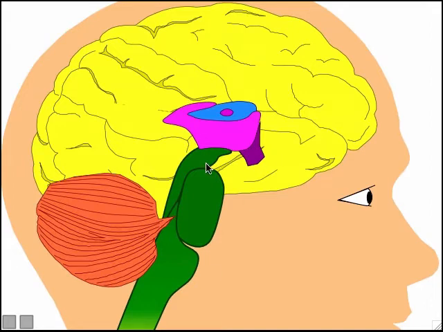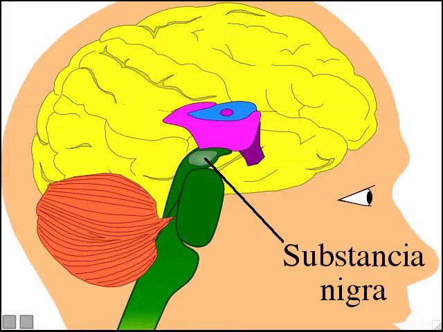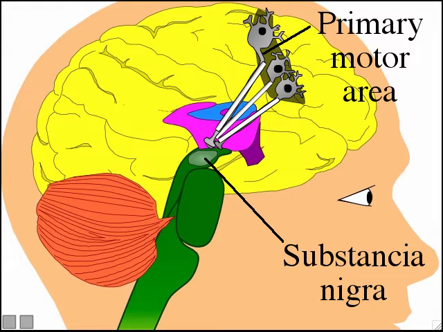The substantia nigra helps smooth out motor signals from your primary motor area. So remember that up here in your cerebrum is an area called the primary motor area. There it is. And the primary motor area generates motor signals. It generates nerve signals that eventually get sent to your voluntary muscles, so you can move your arms and legs and facial muscles and whatnot.